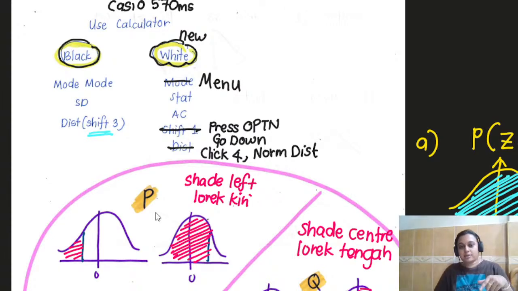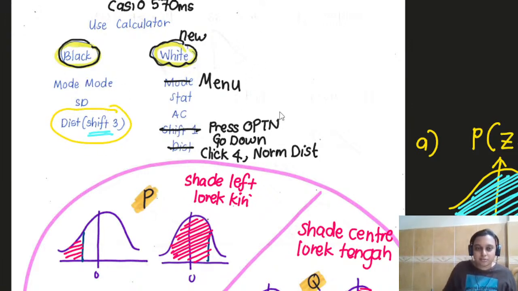If you're using the new one, you press OPTN, option again, go down, click. So you have to repeat this process. For this one, you repeat this process. For the new one, you repeat this process.